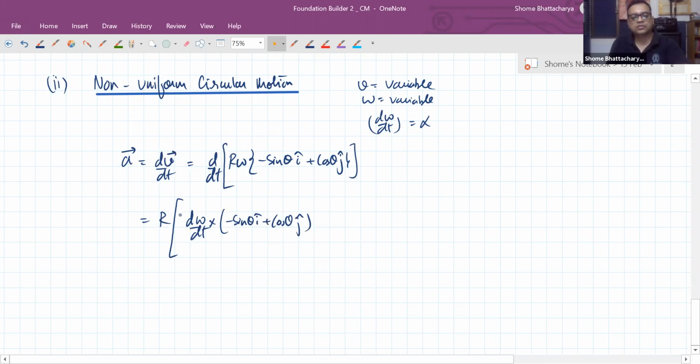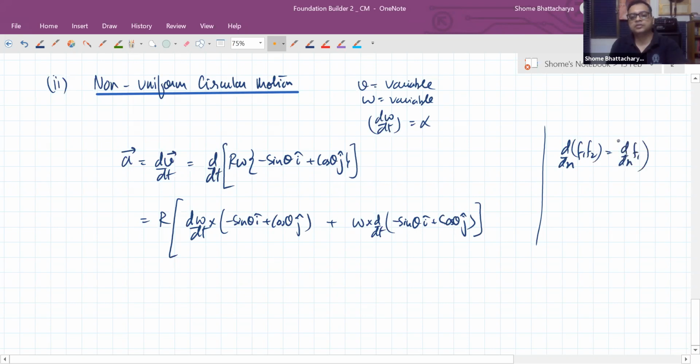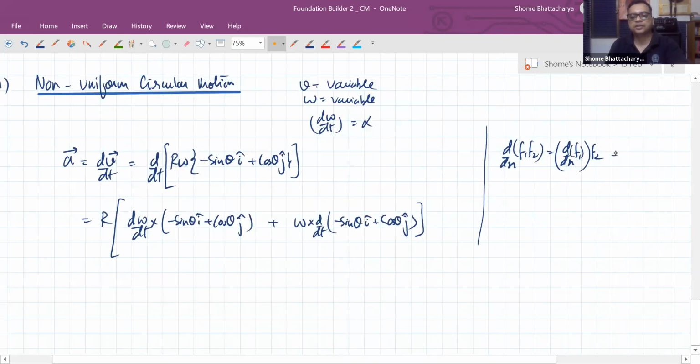Okay. Plus omega multiplied with differentiation of this. We are using the product rule here. That differentiation of one function into the second function becomes differentiation of first function multiplied with the second function plus first function multiplied with differentiation of the second function. So this thing we are applying over here.